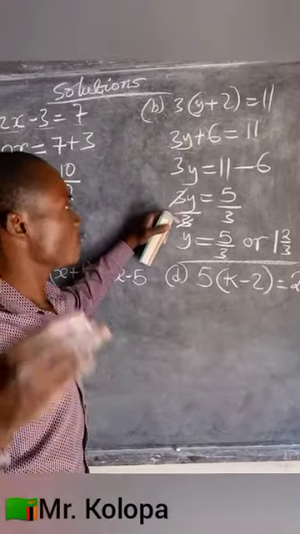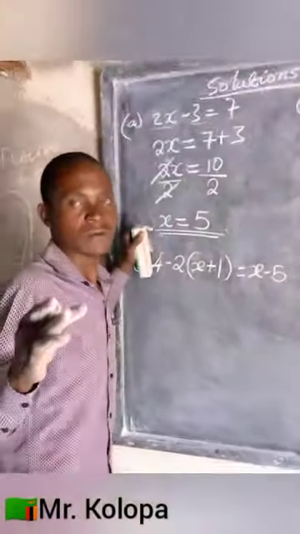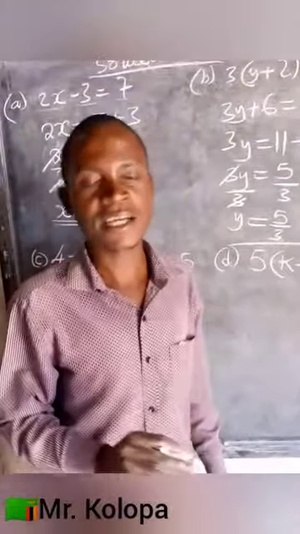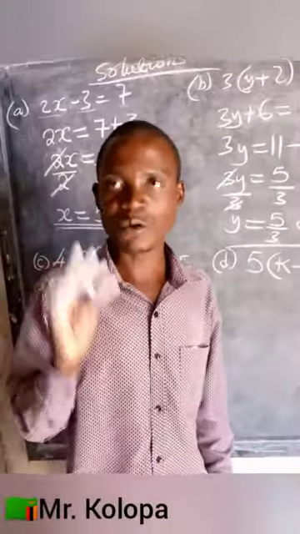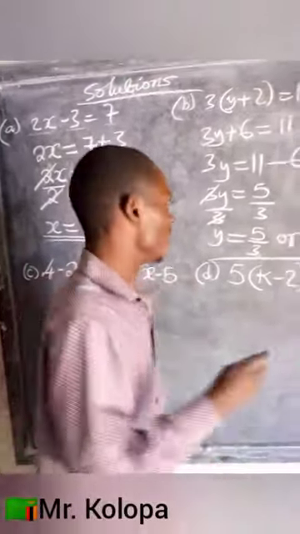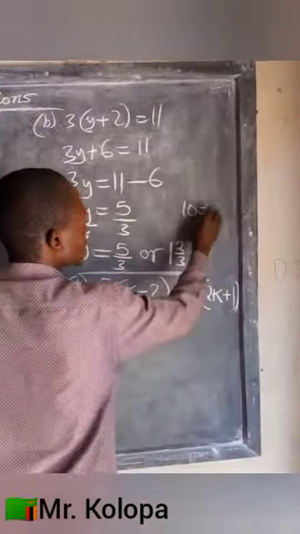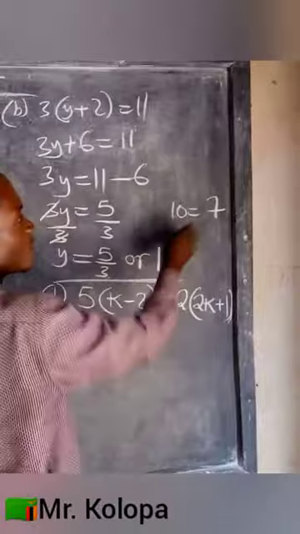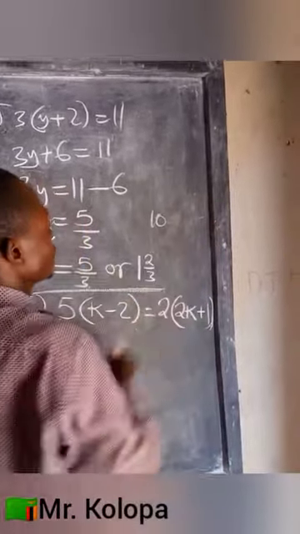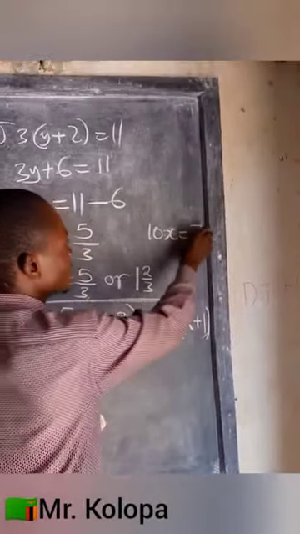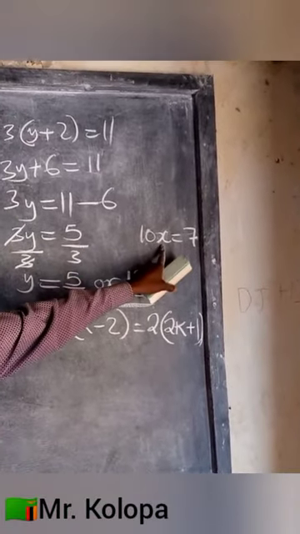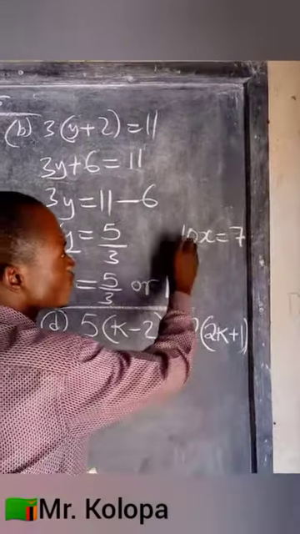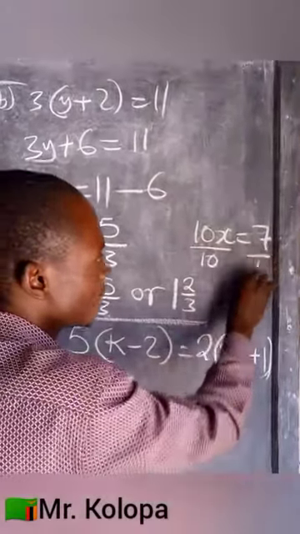But the emphasis here is, what are we dividing both sides by? We are not dividing both sides by the smaller number, no. The number that is having a variable, or the number that is having a letter, that is the number that we divide both sides by. Take note of that. In a case where you have 10x is equal to 7, here the number that is having a letter is 10. So even if 10 is bigger than 7, we are going to divide both sides by 10.